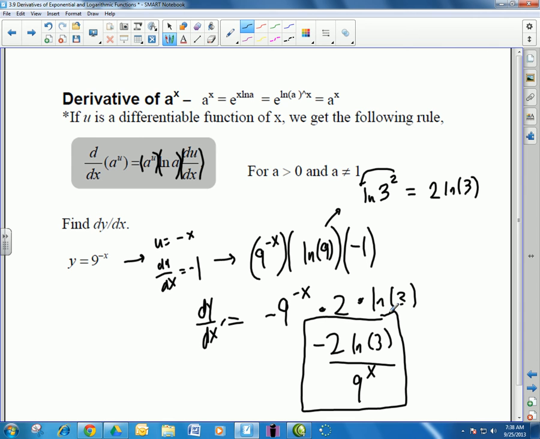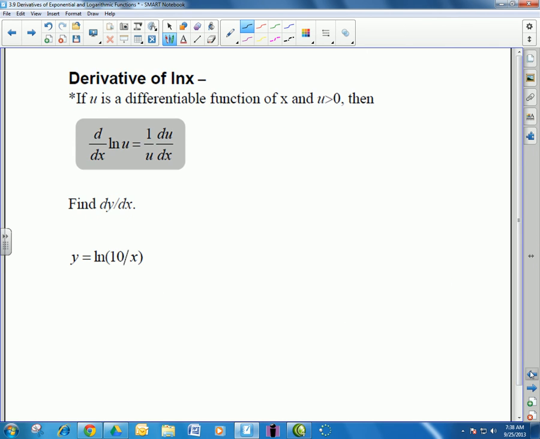Okay, so we did e to the x, we've done a to the x, and so now the next one is natural log of x. This is another pretty easy one. The derivative of the natural log of u, a function, is just 1 over u times the derivative of u. So first of all, identify what your u is, and in this case that's 10 over x.